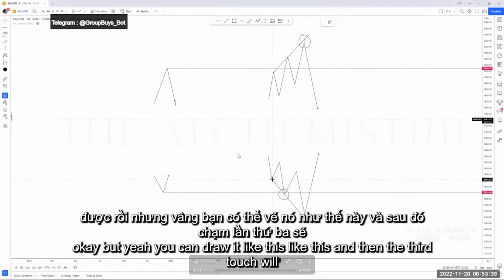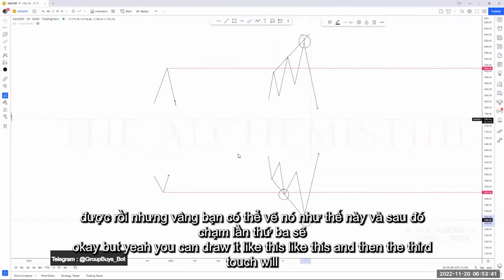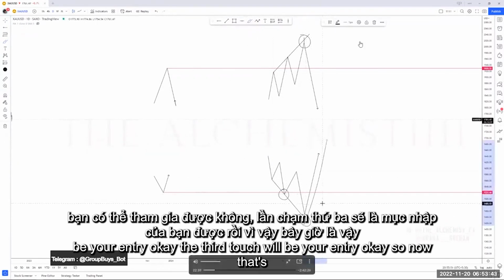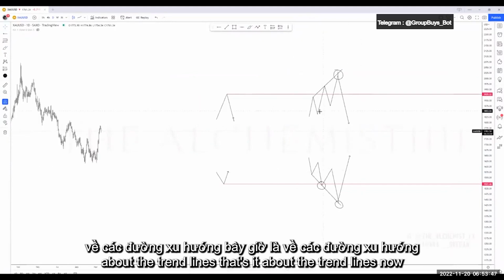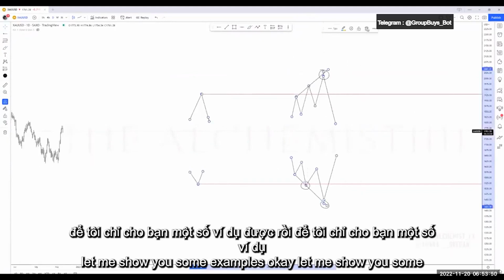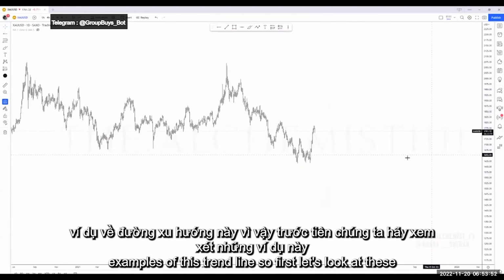Okay, you can draw it like this, and then the third touch will be your entry. So now that's about the trend lines. Now, let me show you some examples of these trend lines.